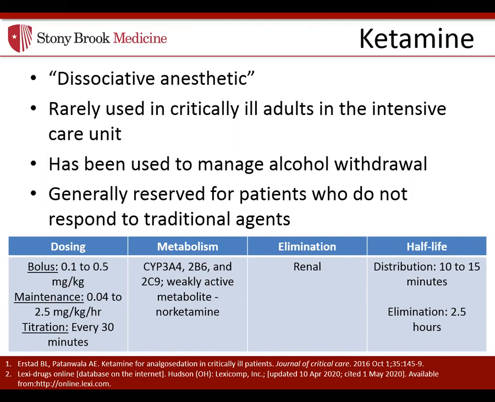So this dosing is not concrete, the 0.04 to 2.5 milligrams per kg per hour, because it's not well defined in the literature. There actually have even been reports of going up to 10 milligrams per kg per hour, but the safety of that is unknown. And it's metabolized by the liver and has a weakly active metabolite, norketamine, that's cleared by the kidneys, and it's lipophilic, so its onset of action is about 1 minute once the bolus dose is administered.